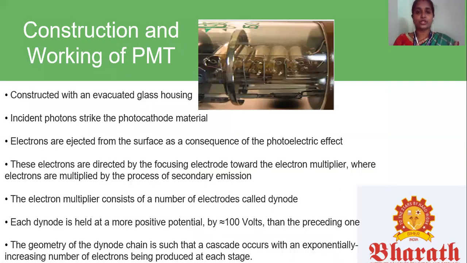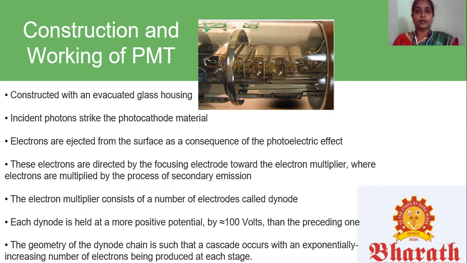Now coming to the construction and working of a photomultiplier tube. Photomultipliers are typically constructed with an evacuated glass housing, using an extremely tight and durable glass-to-metal seal like other vacuum tubes, containing a photocathode, several dynodes and anodes. Incident photons strike the photocathode material, which is usually a thin vapor-deposited conducting layer on the inside of the entry window of the device.